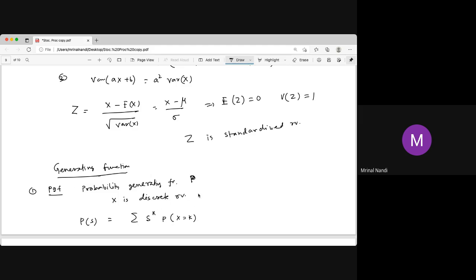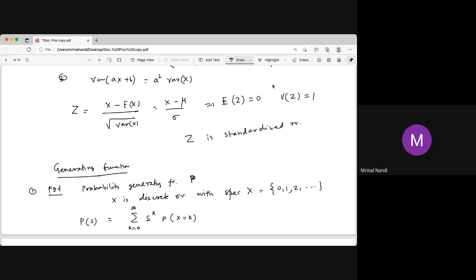Oh, by the way, for this discrete random variable you have to take the spectrum of x to be 0, 1, 2, that is, all non-negative integers. If the random variable has non-negative integer values, then only we can define the probability generating function as the sum of s to the power k into probability of x equal to k, for k from 0 to infinity. If it is finite, no problem, you just take k from 0 to n or from 5 to n. If it is only from 5 to 10, then k is from 5 to 10.